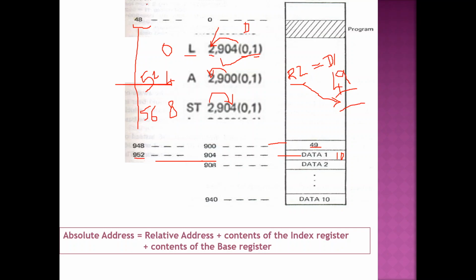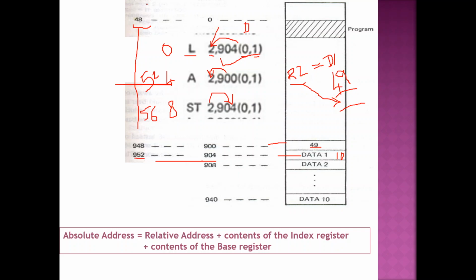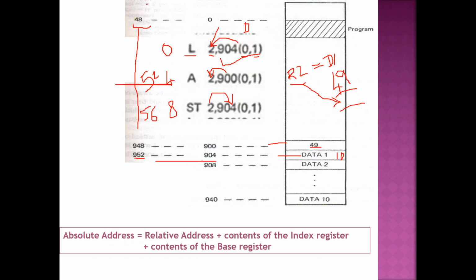So what did we do today? We have seen a program. We said these are the assumptions, and then these are the three instructions, and we tried to understand all three. What we are actually supposed to do is add the number 49 to 10 memory locations. What have we done? We have only added 49 with the first memory location. We have understood the programming, and the same thing I will do for all the other data. I have to add 49 with all 10 data, which is still pending. Since I have written the coding for the first one, it is easy to implement. So that's what we are going to do next.